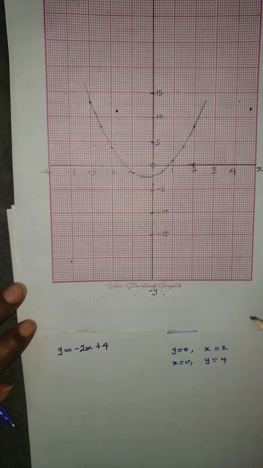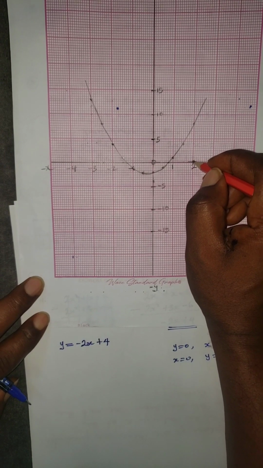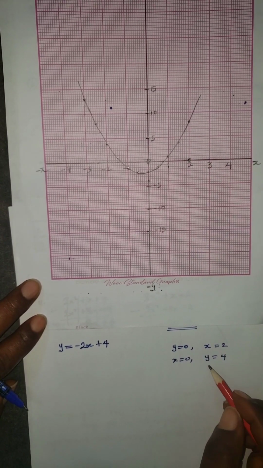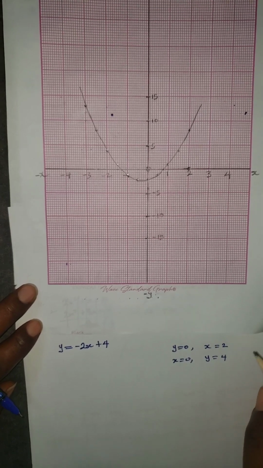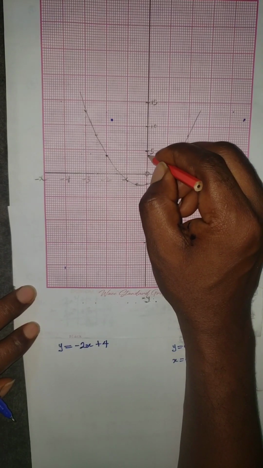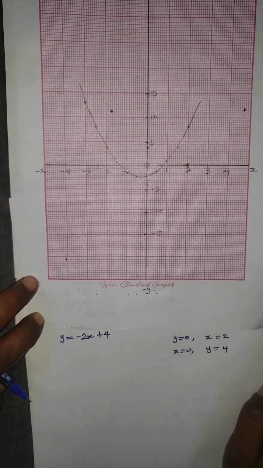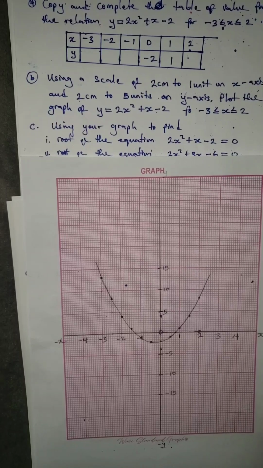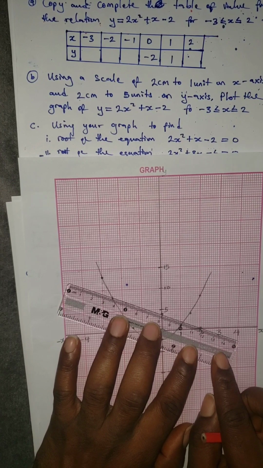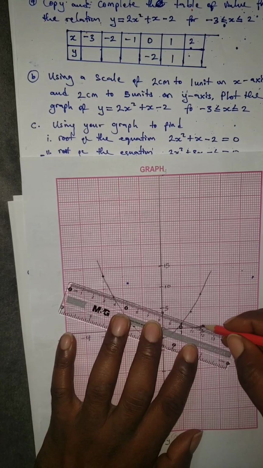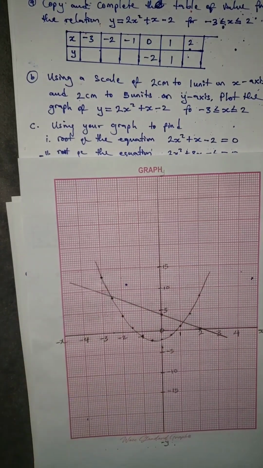Now, coming to our graph, when x equals 2, which is at this point, then we need to find the corresponding value when x equals 0, which will give you y equals 4. So we are getting those 2 points. With those 2 points, we use our straight ruler and draw our straight line passing through those 2 points. So that's the straight line.